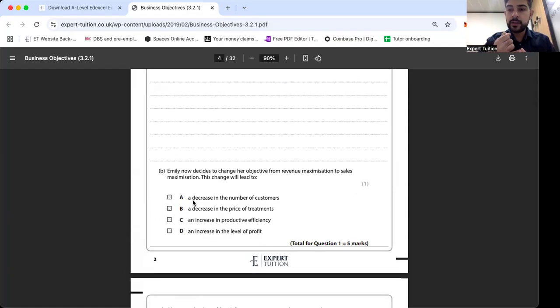A decrease in the number of customers? No. A decrease in the price of treatments? Well, yeah, is the answer, right? An increase in productive efficiency. Productive efficiency is operating at the bottom of the AC curve. If you look at the diagram we drew, we went beyond that. So not that.